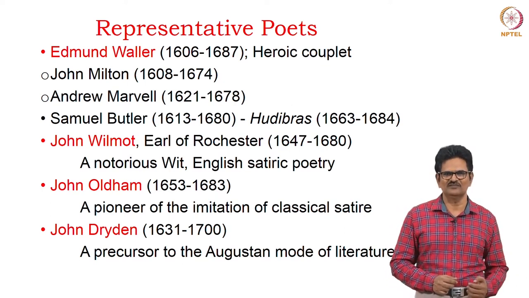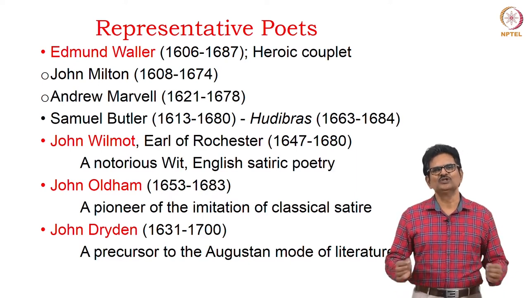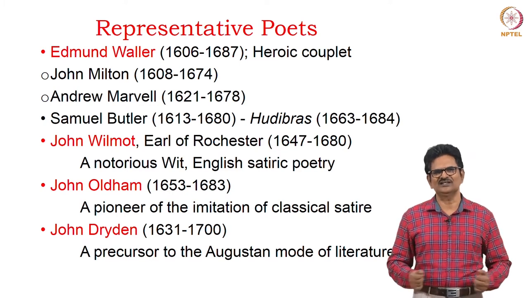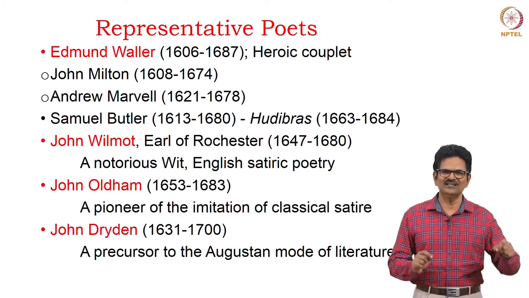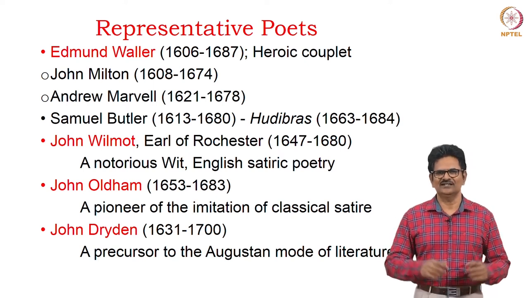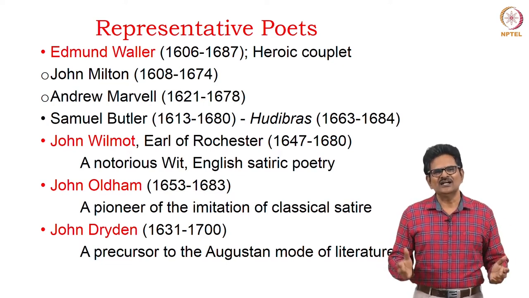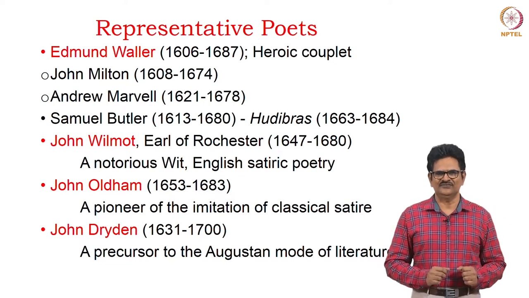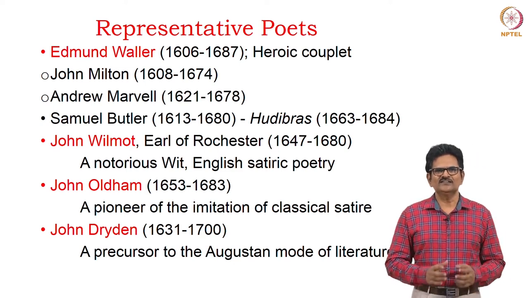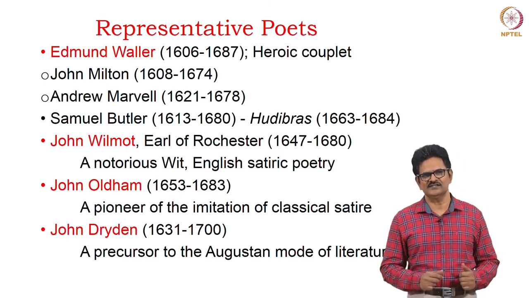Then we have John Wilmot, often called the Earl of Rochester. He was a notorious wit, and he was writing satiric poetry in English. He was the typical rake and rogue of this period. At the end of his life, he regretted that he lived an uncontrolled, self-indulgent life. Then we have John Oldham. He is considered to be a pioneer of the imitation of classical satire.